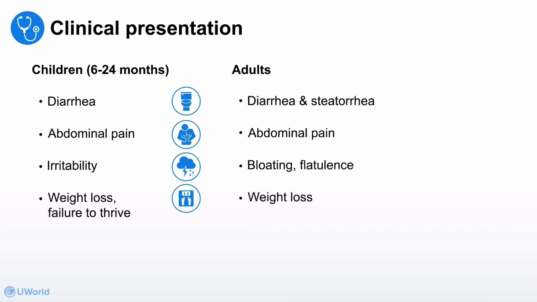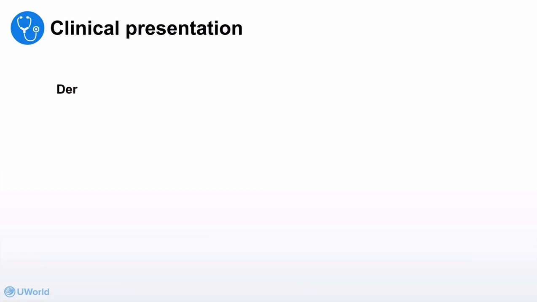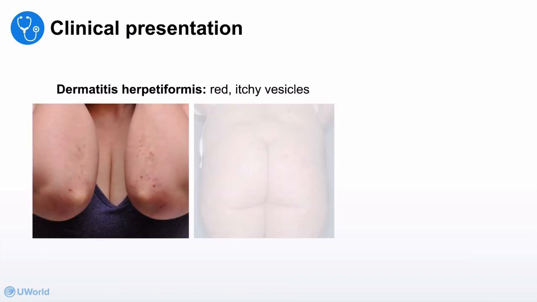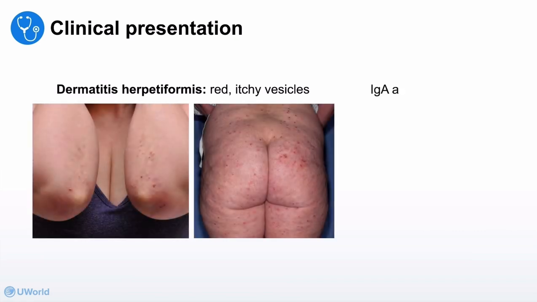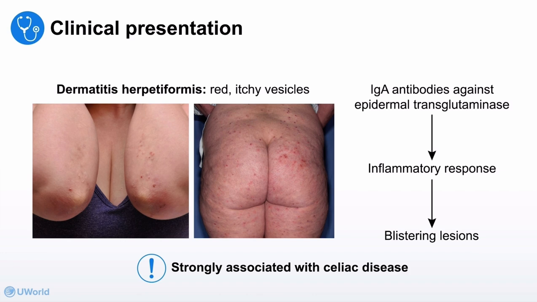Some may have symptoms of specific vitamin or mineral deficiencies, such as microcytic anemia due to iron deficiency, or osteopenia due to vitamin D deficiency. A subset of patients present with a characteristic rash called dermatitis herpetiformis. This rash consists of red, itchy vesicles that appear symmetrically on the elbows, knees, upper back, and buttocks. It's caused by IgA antibodies that cross-react with epidermal transglutaminase. The subsequent inflammatory response leads to the characteristic blistering lesions. Dermatitis herpetiformis is strongly associated with celiac disease.